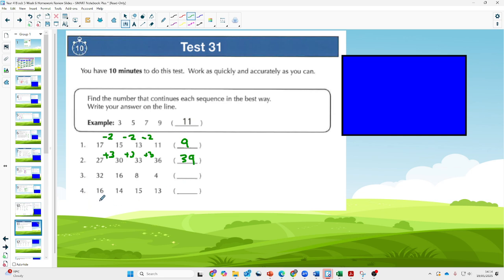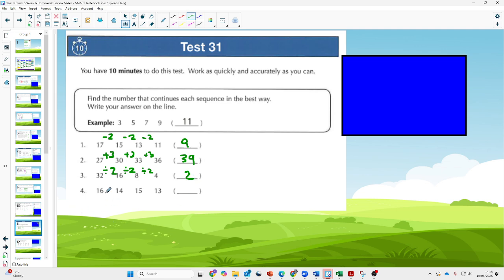And the number 3, now 32 to 16, there's 2 ways we could look at that. We could say it's dividing by 2, or it's taking away 16. Well, I know it's not taking away 16 because on 16, if I took away another 16, I'd have 0. So I think I'm right with my first decision, which is to divide the numbers by 2. So 4 divided by 2 gives me 2.